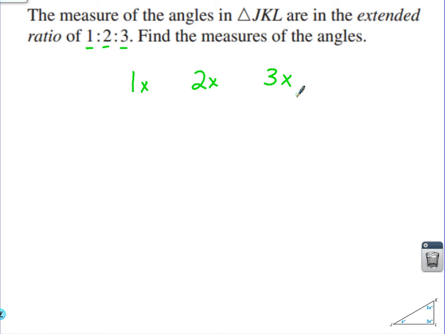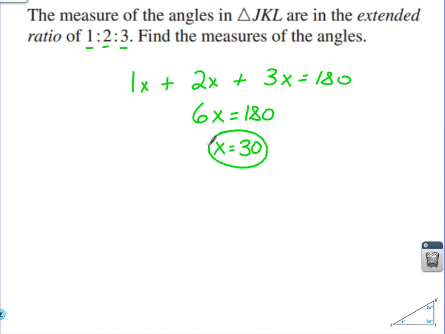Again, what do they have to add up to? 180. So do you see how to work these problems? If the ratio of the angles is 1 to 2 to 3, we know that those three angles have to add up to 180. So there's your problem. Ratio 1 to 2 to 3. 1x, 2x, 3x has to add up to 180. If you put those together, you get 6x is 180, so x must be 30. Which makes your three angles, which were 1x, 2x, and 3x, now 30, 60, and 90. And oh, the possibilities.